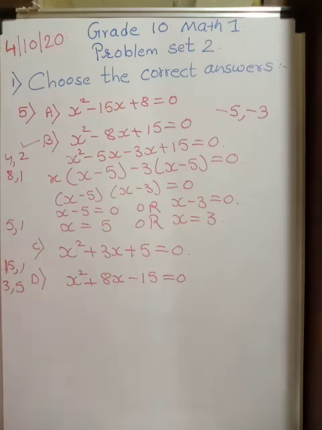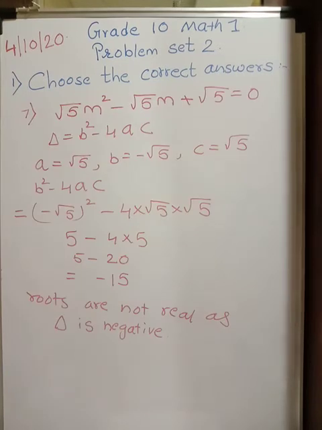Now 6th question is reduced from your syllabus, so we will not do that. Let's go for the 7th question. Now look at 7th question, students. Root 5 m square minus root 5 m plus root 5 is equal to 0 is the equation given. Which of the following statements is true for this given equation? And look at the statements given. Everything is related to roots. Real and unequal roots. Roots are not real. Real and equal roots. That means we have to find what is the nature of the roots.